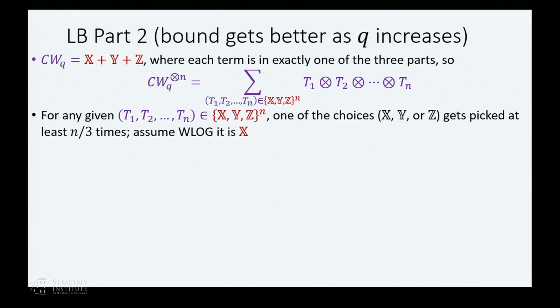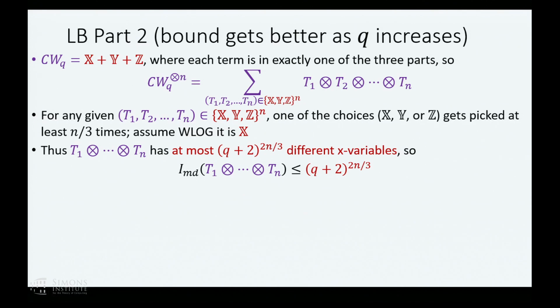So let's look at just one of these summands. For any given one, we know that we made one of the choices, either x, y, or z, at least a third of the times. So let's say, without loss of generality, at least a third of the t sub i's are equal to x. That means the tensor t1 times dot dot times tn has at most (q+2)^(2n/3) different x variables. In one third of the times, we're multiplying by a tensor that only has one x variable, and the rest of the times, we're multiplying by tensors that have at most q plus 2 x variables. So in total, we only have (q+2)^(2n/3) x variables.